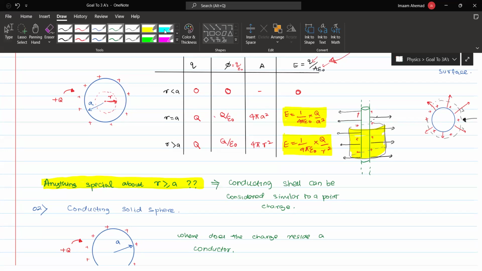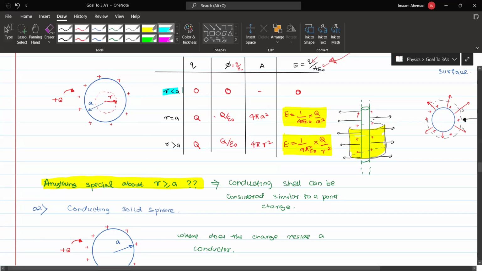Ayan, are you okay with this? When R is less than A, I said electric field strength is 0. When R is equal to A, and when R is greater than A, we got this equation. Is that clear, the way we got that equation? So you're fine with that equation.